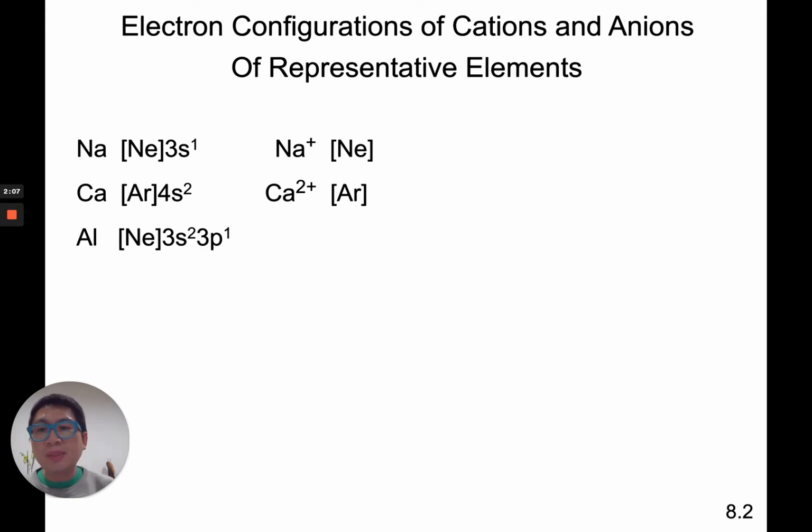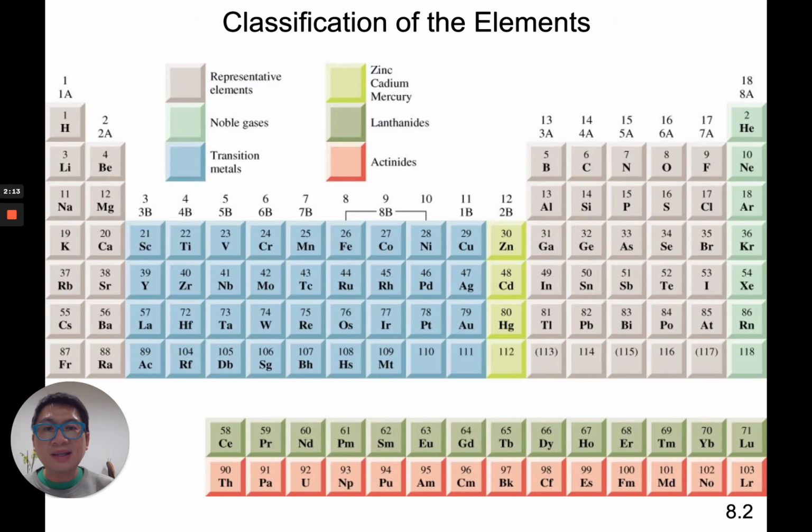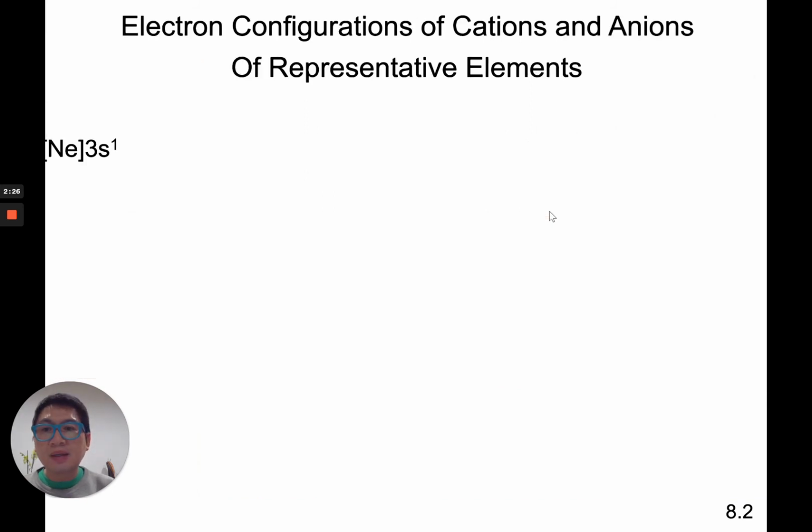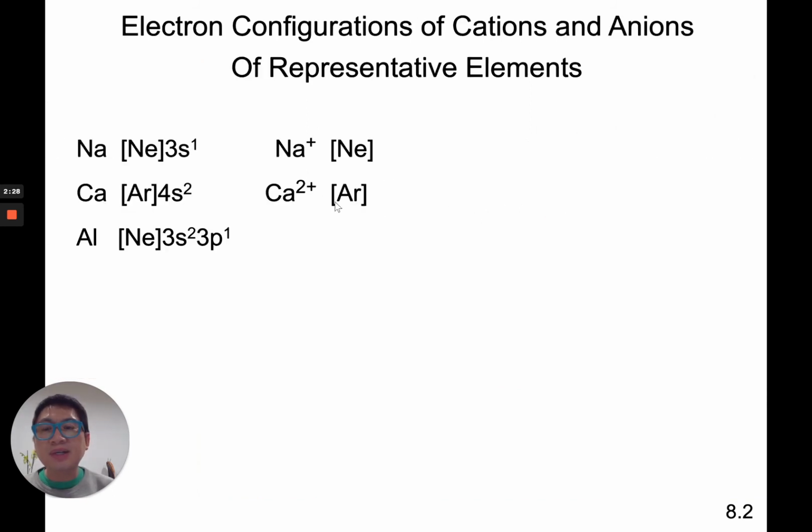One more. This is aluminum. Aluminum is neon 3s2, 3p1. Going back to that last slide, aluminum is right here. It ends in 3s2. This is the 3p level, the first one, 3p1. So it'll be neon 3s2, 3p1. That is aluminum.